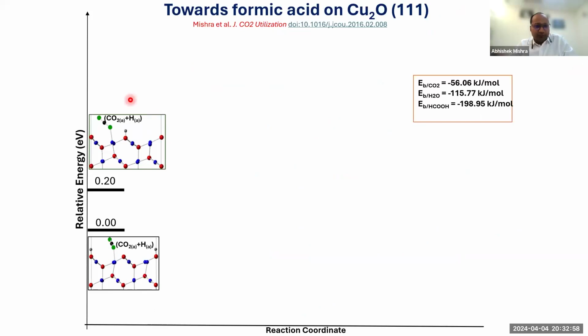So let's start from here. You have CO2. Let me again explain the color coding here. These are the surfaces of copper oxide. You have red balls representing the oxygen of copper oxide and blue as copper. And to distinguish the oxygen of the CO2, we have marked them with the green color. So this is the CO2 molecule, and this is hydrogen in the gray color.